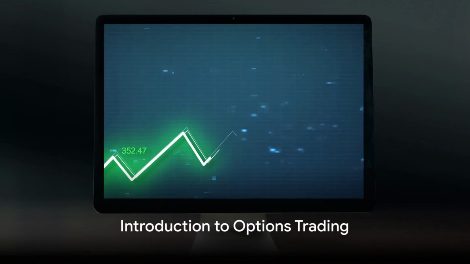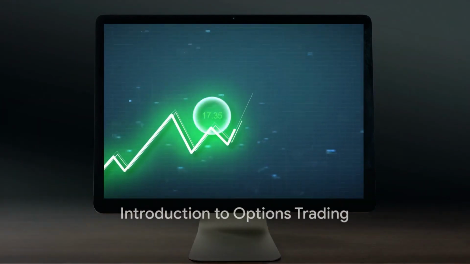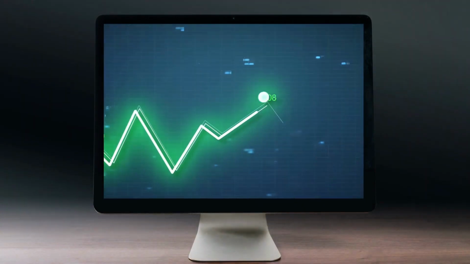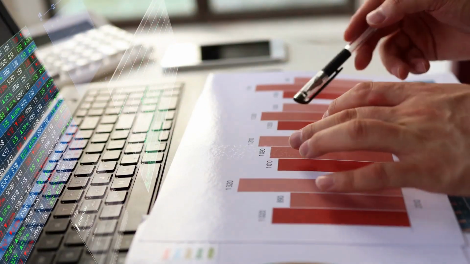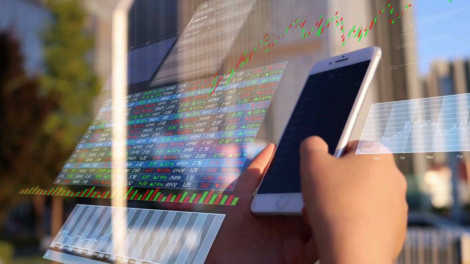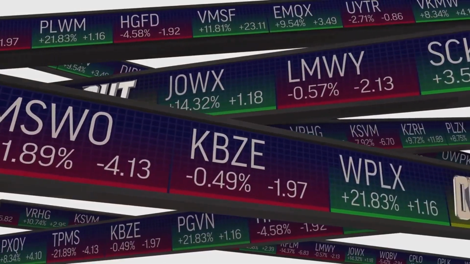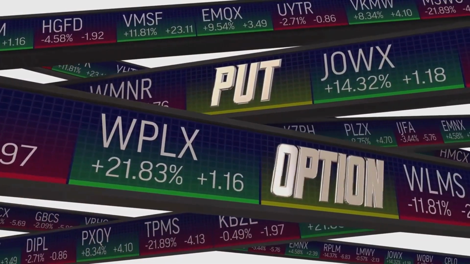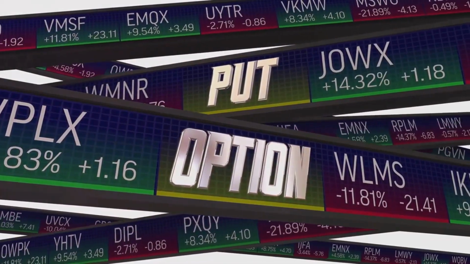Have you ever wondered how options trading works? Well, you're in the right place. Options trading is a fascinating and potentially profitable type of derivative trading. Now you might be asking, what is derivative trading? Simply put, a derivative is a financial contract that derives its value from an underlying asset.